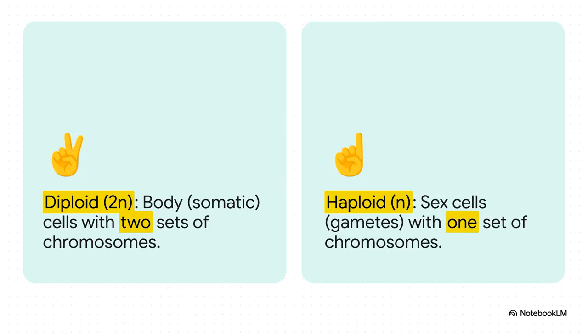And that brings us to another key pair of words, diploid and haploid. Your body cells are diploid, which we write as 2N because they have two sets of chromosomes. You get one set from each parent. But the sex cells made during meiosis are haploid, or N, meaning they have just one single set. Why? So that when they combine, the baby gets back to that correct diploid number. It all fits together perfectly.